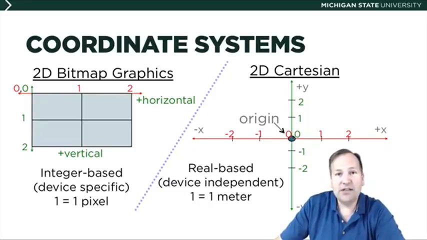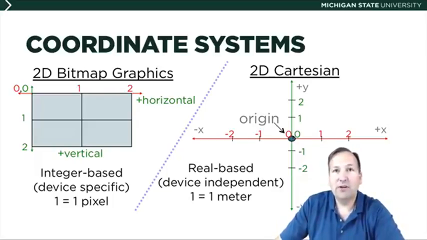On the right-hand side of the screen is a 2D Cartesian coordinate system. This is a type of coordinate system that you might have experienced before in a math class like geometry, where we've got the 0, 0 position at the origin or in the middle. As you go up, you go into the positive y direction. As you go to the right, you go into the positive x direction. And we also have negatives. So you can go below the origin, which would be the negative y direction, and you can go to the left of the origin, which would be the negative x direction.